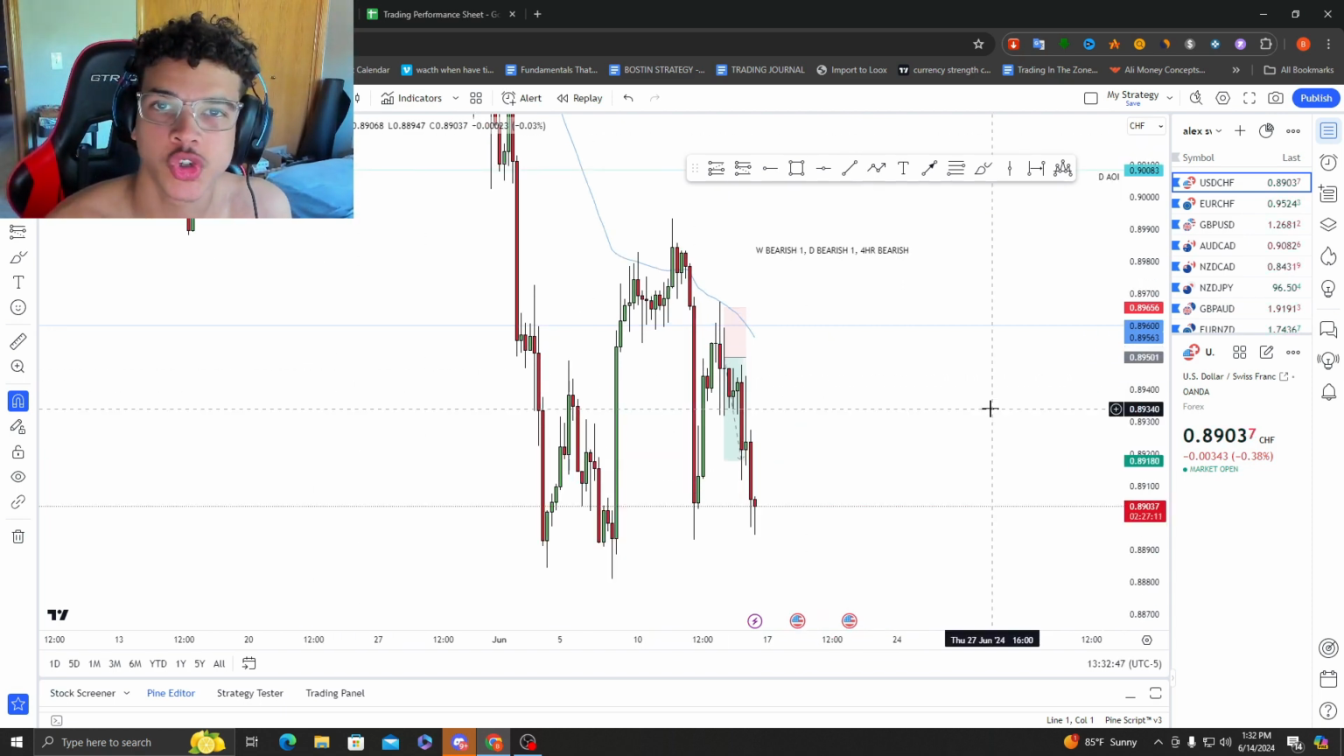Now, entry confirmations. I will not take a trade unless there is an entry confirmation. What are my entry confirmations?